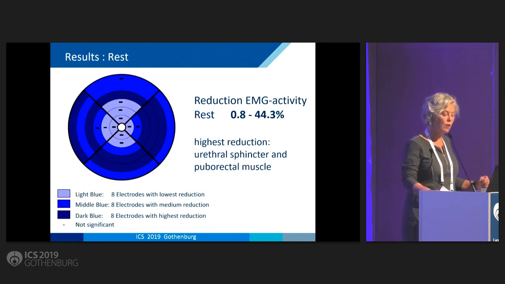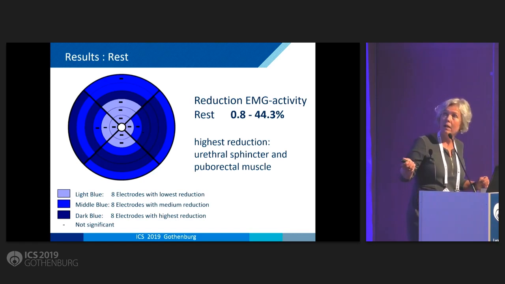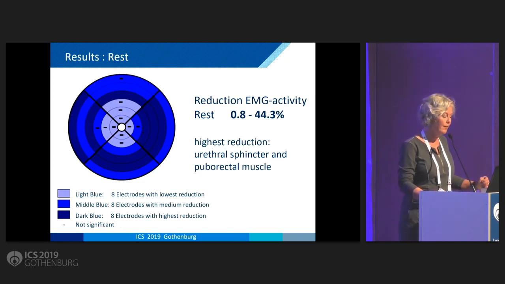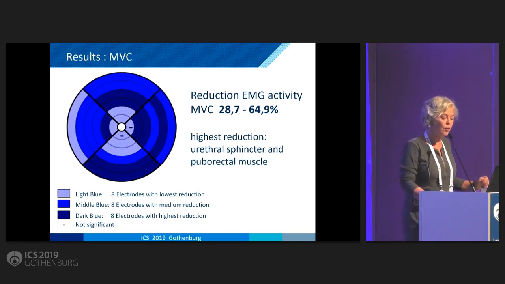For tone at rest, the large reduction in EMG activity in the OAB patients was found especially for the electrodes nearest to the urethral sphincter and the puborectal muscle. And that's the middle circle. Repeated measures showed significant reduction of EMG activity in OAB patients for the 10 MVCs, from the first to the last contraction, for nearly every electrode. Also, especially nearest the urethral sphincter and the puborectal muscle.